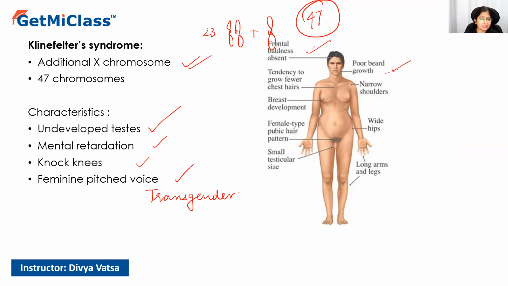Baldness is there, poor beard growth is there, the shoulders are narrow, a tendency to grow few chest hairs, breast development is there, but it's not very well developed. So there is basically less breast development. Female-type pubic hair is present, there could be wide hips, small testicular size, and there will be no arms and legs. So this is all about the summary of this chapter. We have very quickly gone through the whole chapter. So please study this chapter as it is very important as per the outlook of your NEET as well as the board exams.